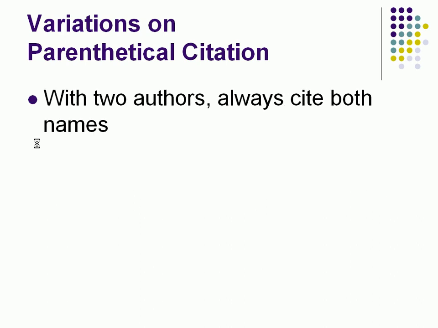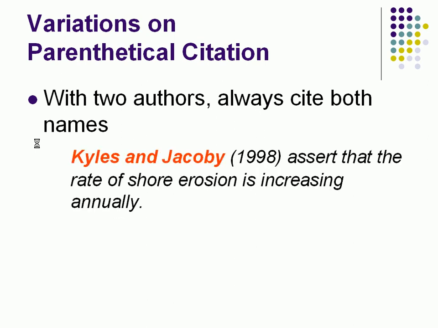If two authors wrote the document that you're citing, always be sure to cite both last names of those two authors. For example, here in red text, it says Kyles and Jacoby, then a space, parentheses, the year the publication was written, and another parentheses, and then you continue on with the rest of the sentence. So when two authors publish a document that you're citing, be sure to indicate both of their last names accordingly.